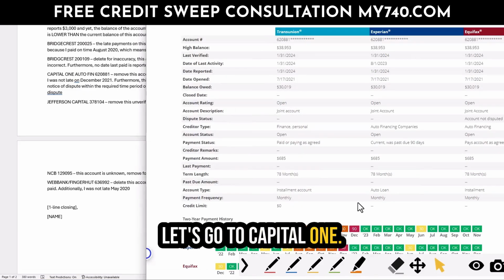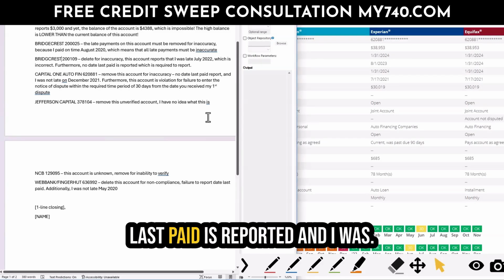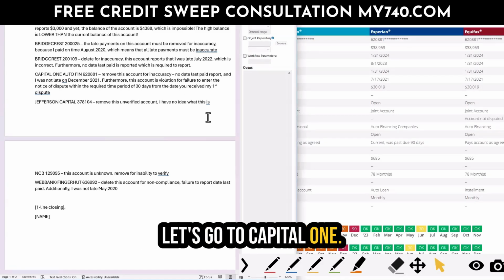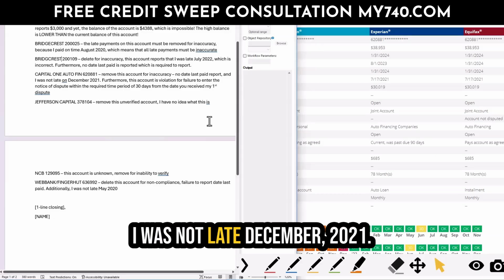Let's go to Capital One. With Capital One, remove this account for inaccuracy. No date last paid is reported. And let's go to Capital One. Remove this account for inaccuracy. No date last paid reports. And I was not late December 2021.